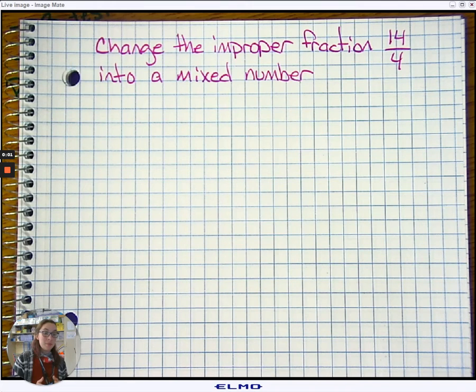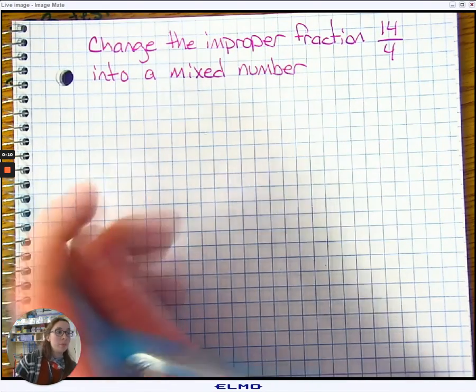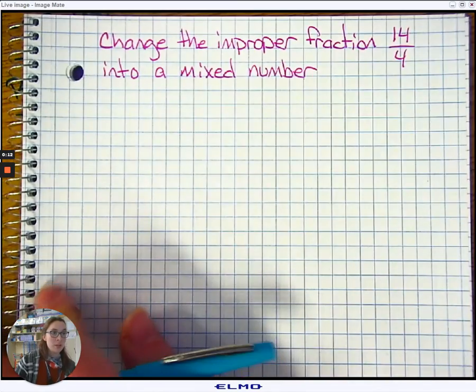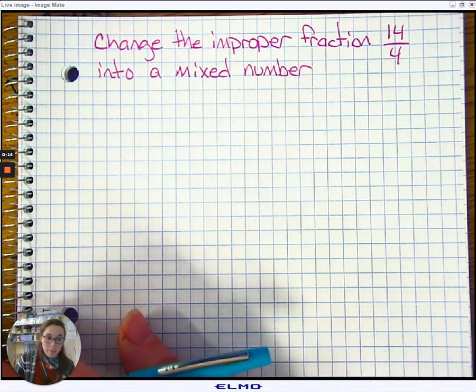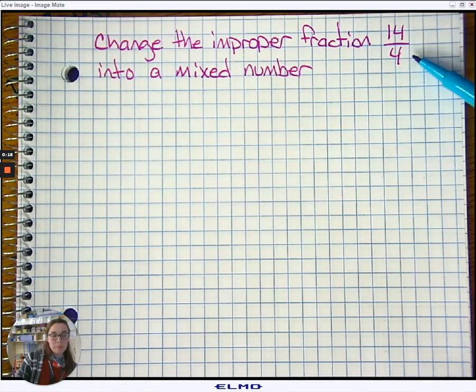This is lesson 3.6, example 1 of, I think, 2. And our goal for right now is to change the improper fraction 14/4 into a mixed number. An improper fraction is, of course, a fraction where the top number is larger than the bottom number, and a mixed number has a whole number attached to it.